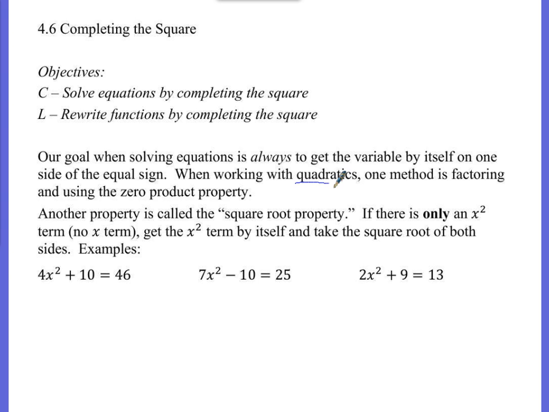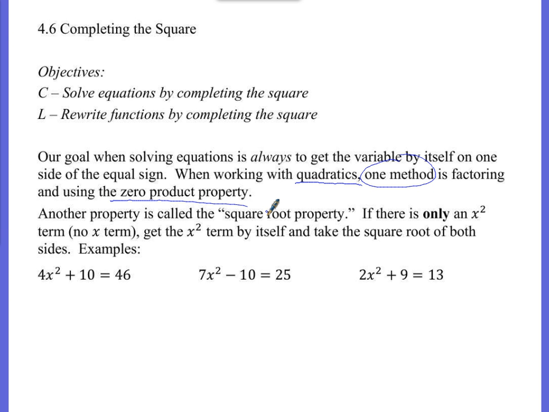When you're working with quadratics, so the stuff that we've been working on, we have a new method here. One method is factoring. That's what we learned. We could also graph. We learned that already. Another method that we already learned is using the zero product property. That's what we were doing last time. Sometimes, though, we can't factor. Sometimes we can't use the zero product property. But what we can do is trick the equations that we're looking at into letting us use the zero product property.